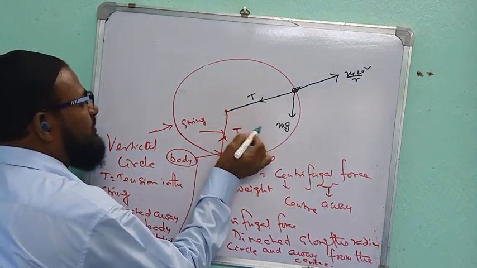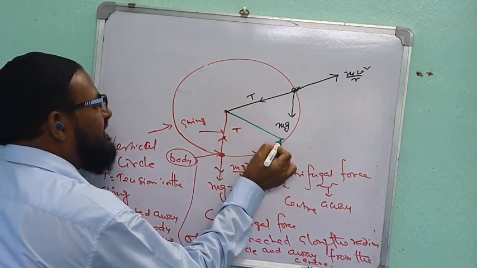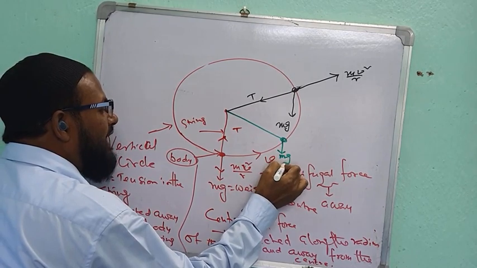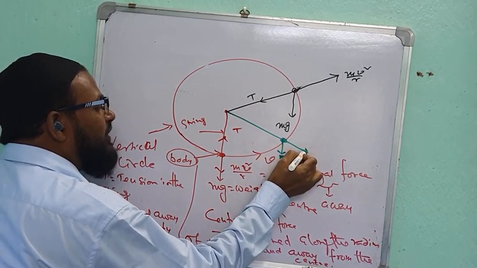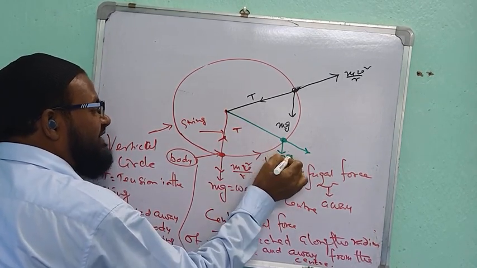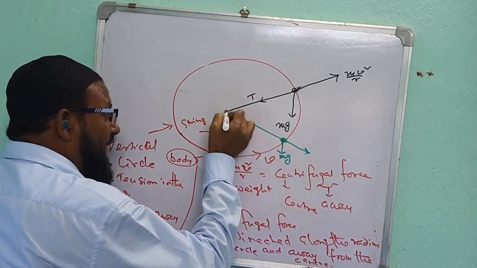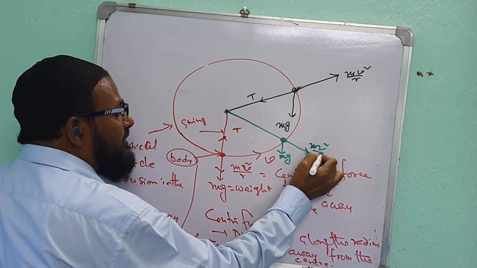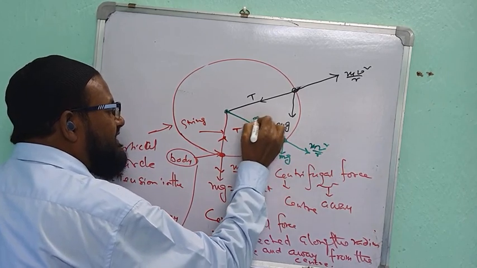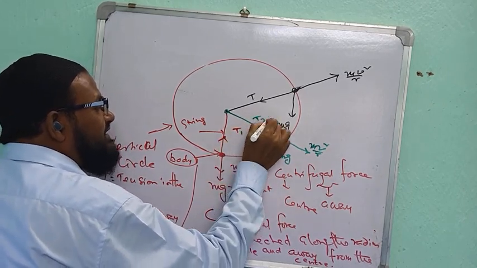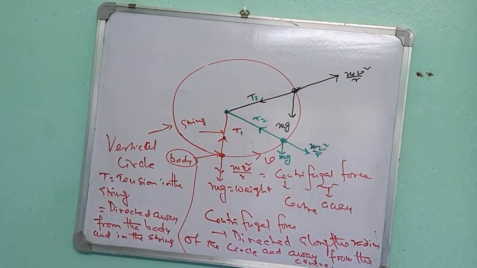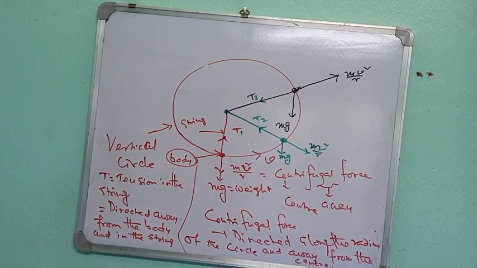I'm writing here. Suppose the position of the body is here. This is vertically downward mg. Away from the center along the radius, this is mv squared by r. This is tension. The tension in different positions will be different: T1, T2, T3.